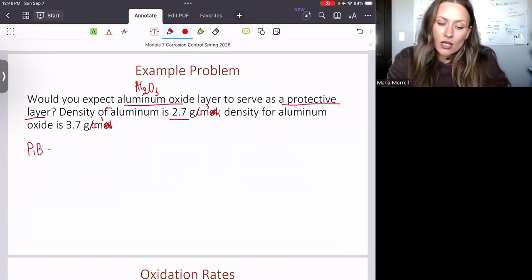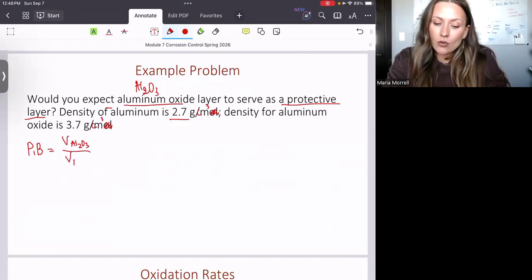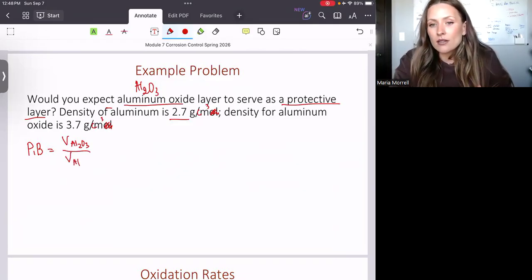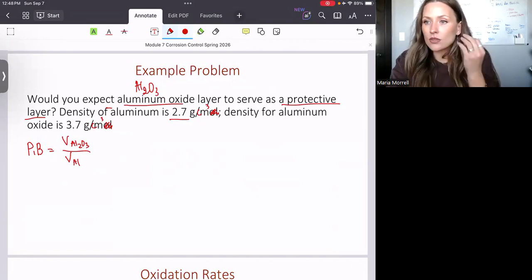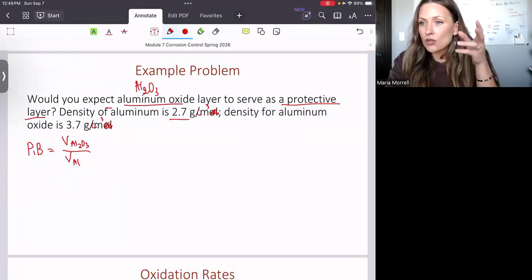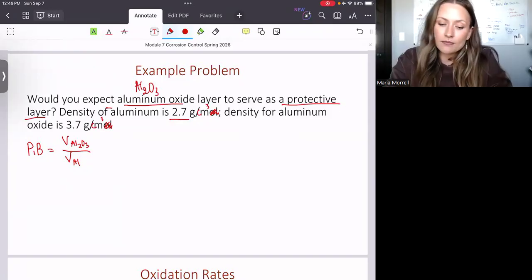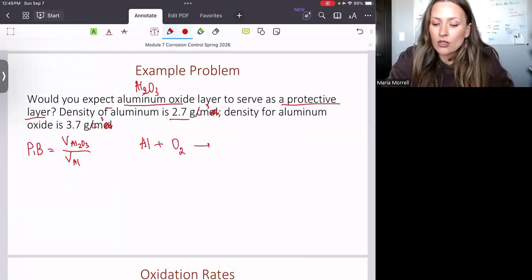But the PB ratio is going to be the volume of your aluminum 2O3 that is produced divided by the volume of aluminum that has been consumed, right? Well, how would I estimate the volume? I'm just going to have to take my mass and divide it by density. Density is given, but I don't know what the mass is, right? So I need to first write down the reaction where I can look at the moles. And then from moles, using the molar mass, I can go to grams, right? So I'm going to have aluminum which reacts with oxygen, and this is how aluminum oxide is produced.